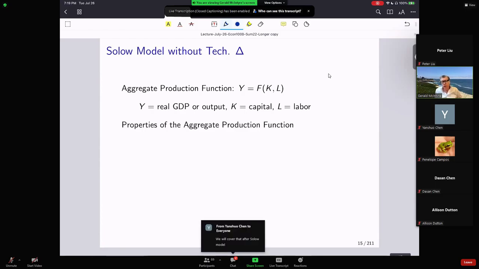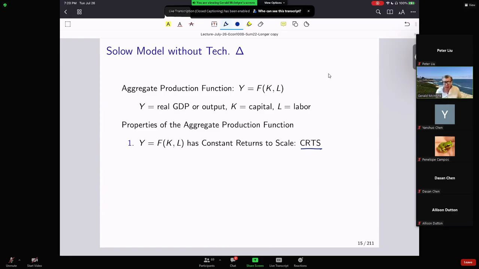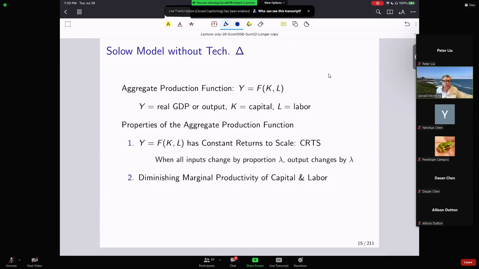The properties of the aggregate production function are two, and they're important. The first is that this Y function, this F function, has constant returns to scale, CRTS. We'll talk about that. What constant returns to scale means is the following. When all inputs change by a proportion, say a proportion lambda, then output changes by the same proportion lambda. So if the capital stock increases by 10% and the labor force increases by 10%, then together, output will increase by exactly 10%. That's constant returns to scale. The production function Solow adopts has constant returns to scale.